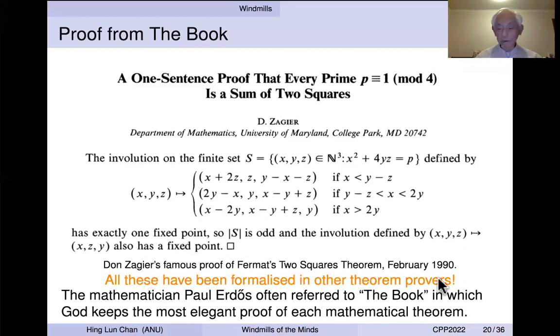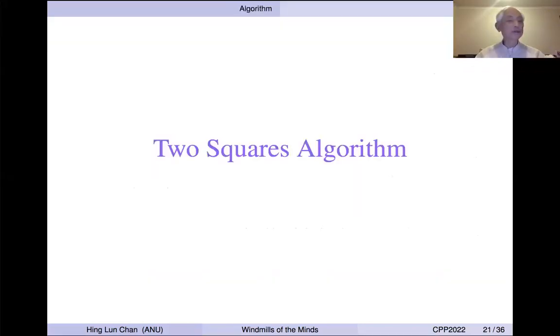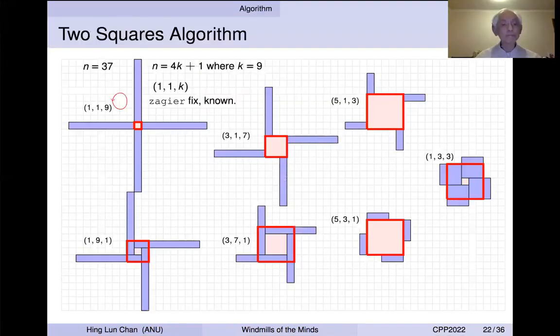So what is new for me? This is the two-square algorithm. That means I'm going to find the two squares for the tick prime. And this is how the algorithm works. With the same tick number 37, you have all the 7 windmills.